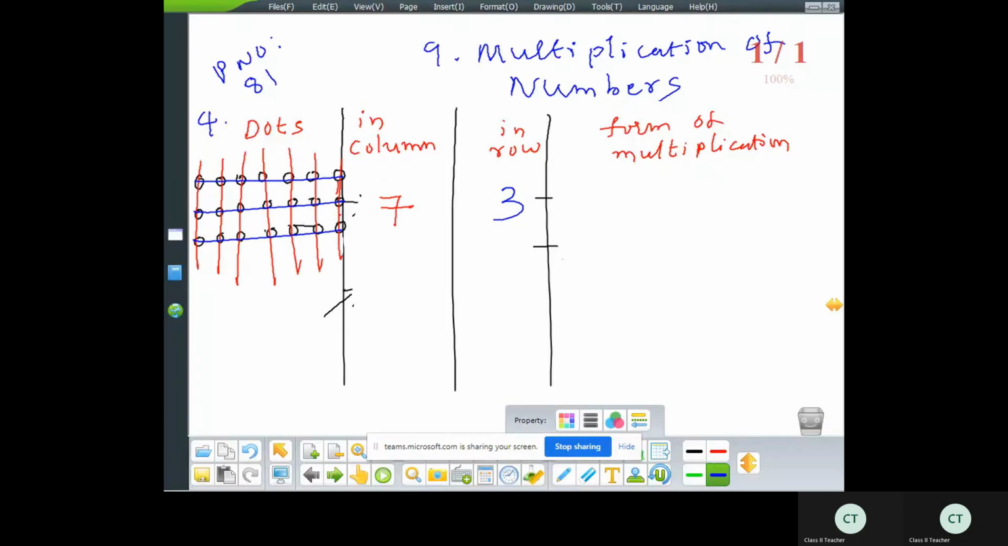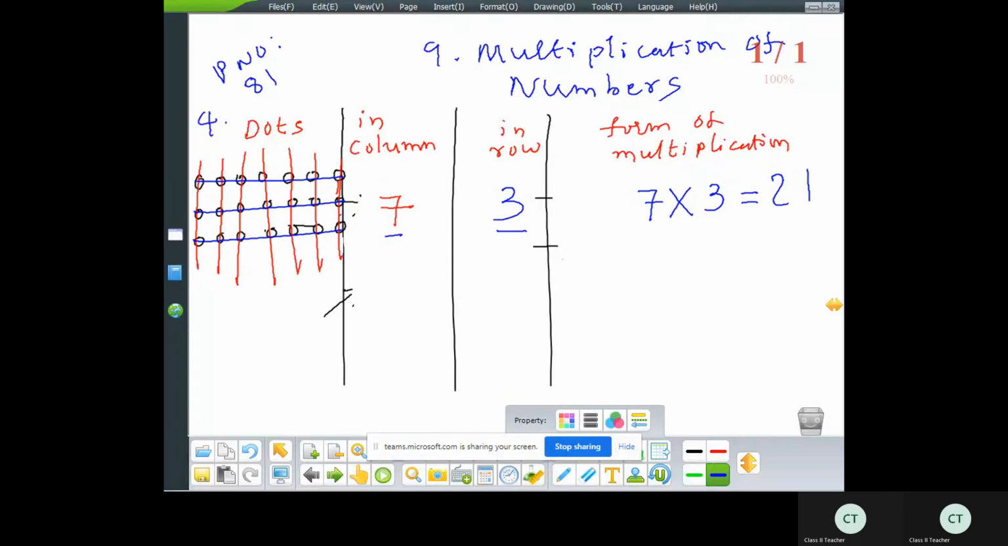Form of multiplication. Here 7 and here 3. 7 3s are... Now all of you read 7 table. 7 1s are 7. 7 2s are 14. 7 3s are 21. Okay. Number of columns are 7. Number of rows are 3. Form of the multiplication is 7 3s are 7 into 3. 7 is multiplied by 3. 7 3s are 21.